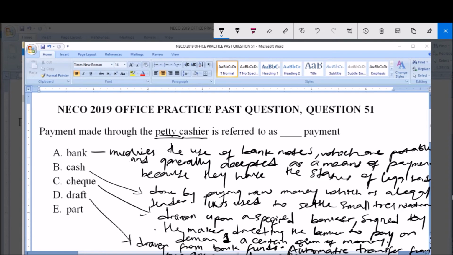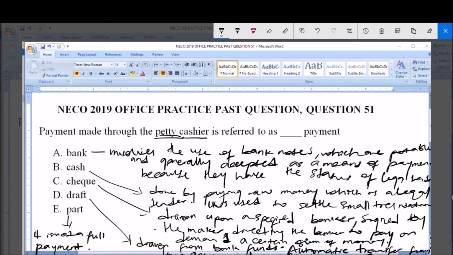Now option E says part payments. Part payment simply means what? Paying what? Part of a money. That is, the payment is not what? A full payment. Just part of this payment is paid, and then later the other part will be paid.